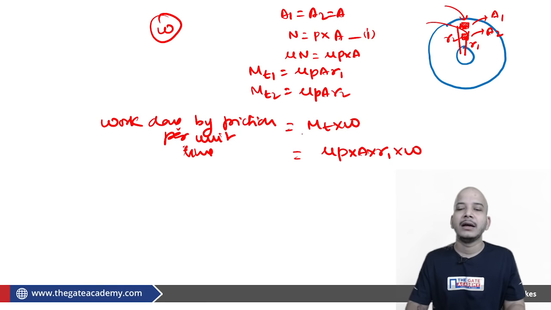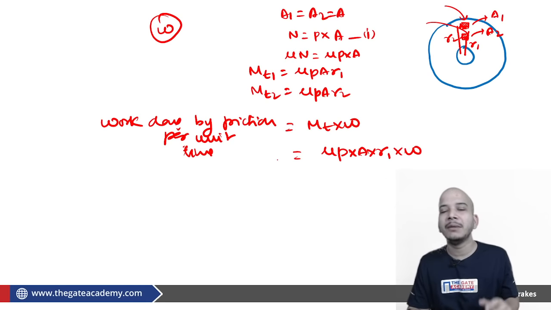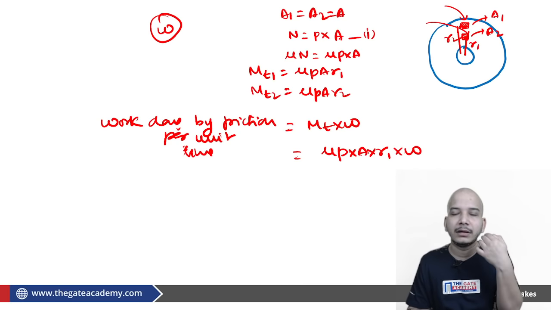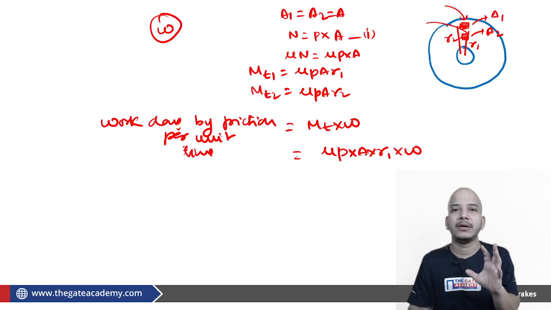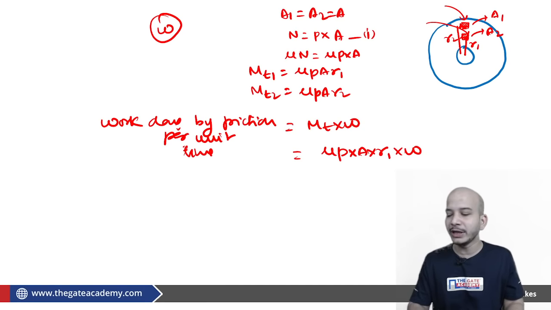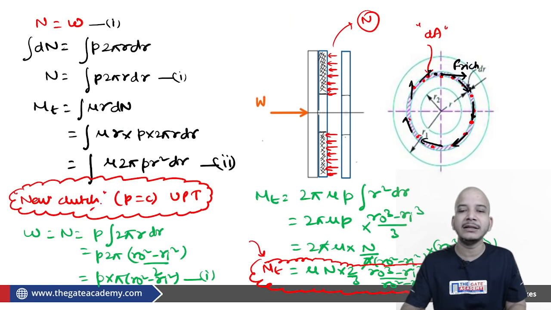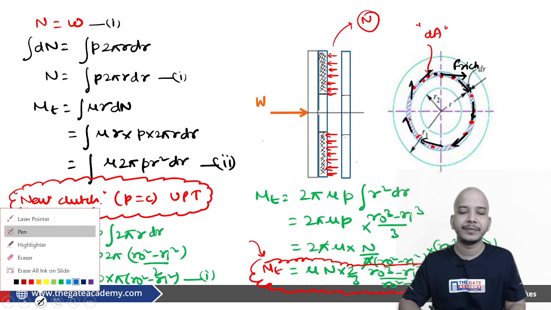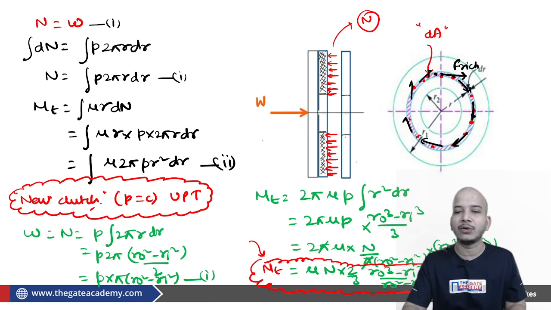So basically this is the work done on element 1. For element 2 you can apply R2. The point is, the more the work done by friction, the more the heat generated, and correspondingly the more the wear out. So at a larger radial distance, at the greater value of position of this elemental area, you will get the larger wear out. Here the wear out will be less. Here the wear out will be greater.